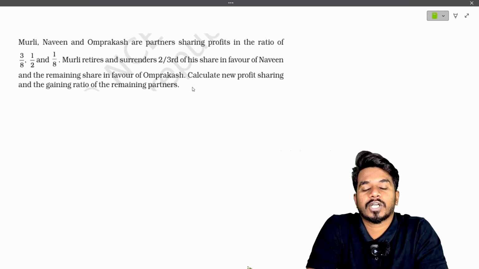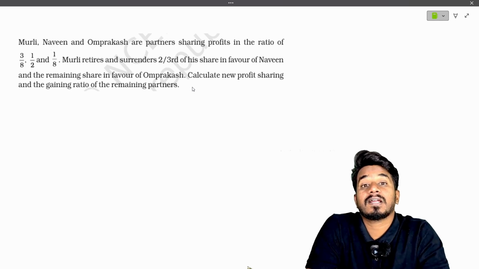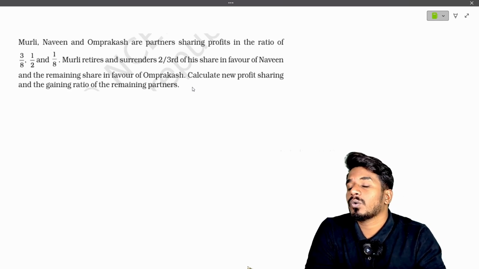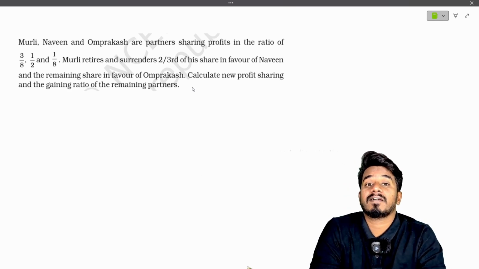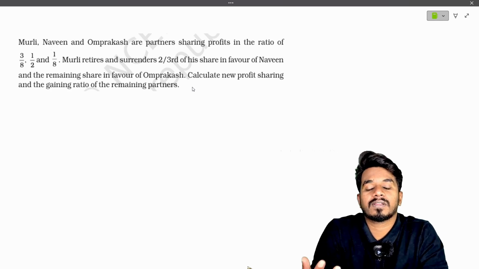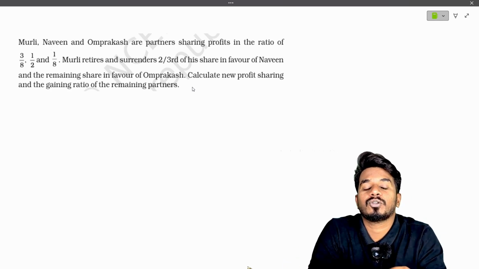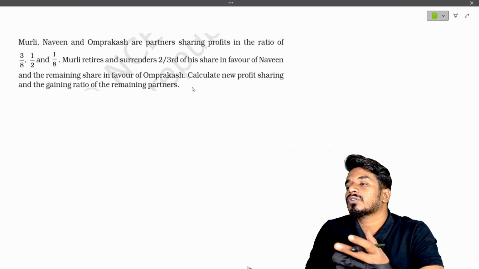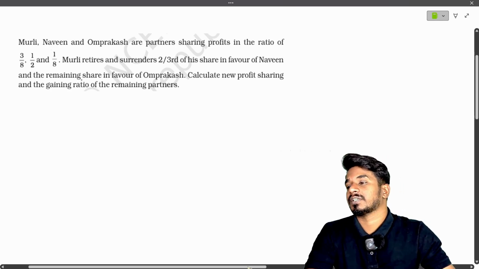So in this video, we are going to learn to calculate gain ratio. So let us see this question and we'll find out gain ratio, and along with that, we'll also find out new profit sharing ratio. So let us read the question.